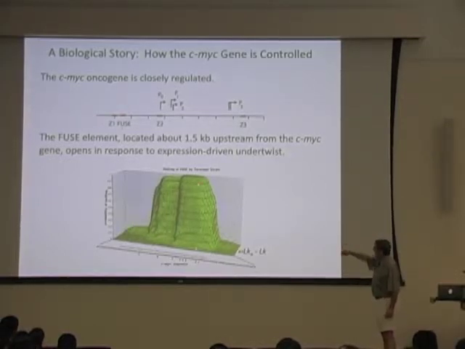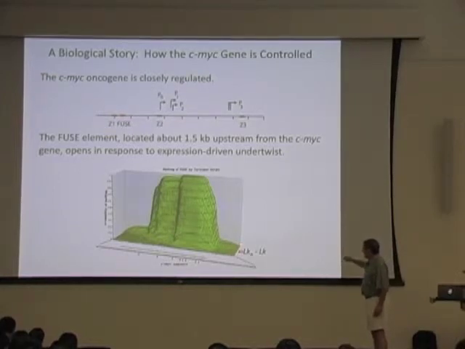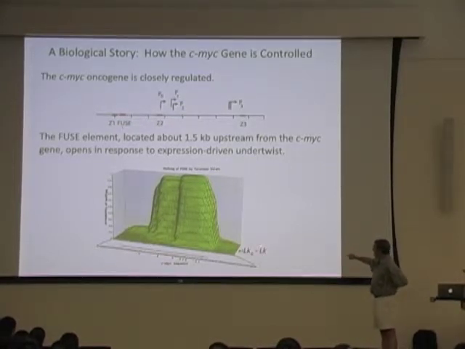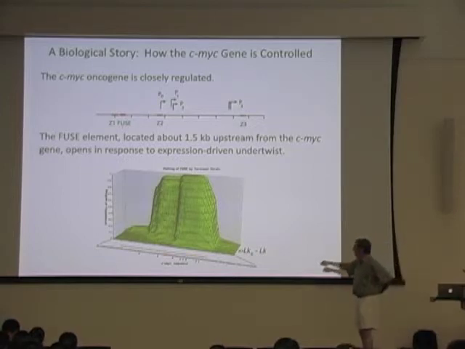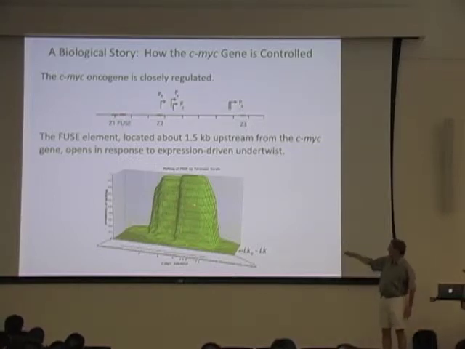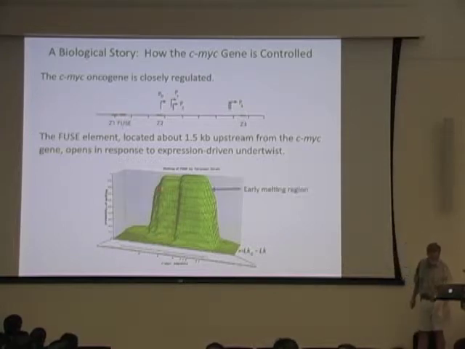Now, the way it does it is actually bimodal. This is the linking difference going from minus 12 to minus 20. Expressed this way, it's from 12 to 20 because the actual linking number is smaller than the relaxed value by that much. And you find that one region opens very quickly and the other region opens relatively slowly. So one region opens at relatively lower stress levels, the other region opens at higher stress levels. So an early melting region and a late melting region.